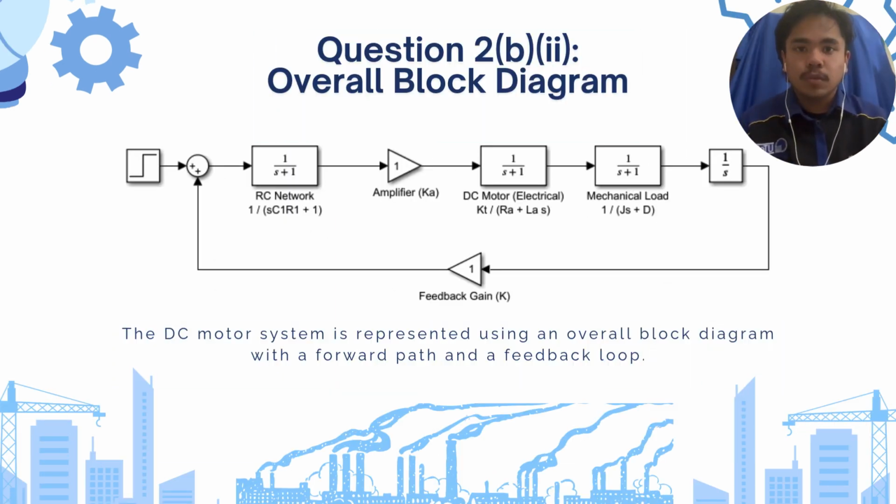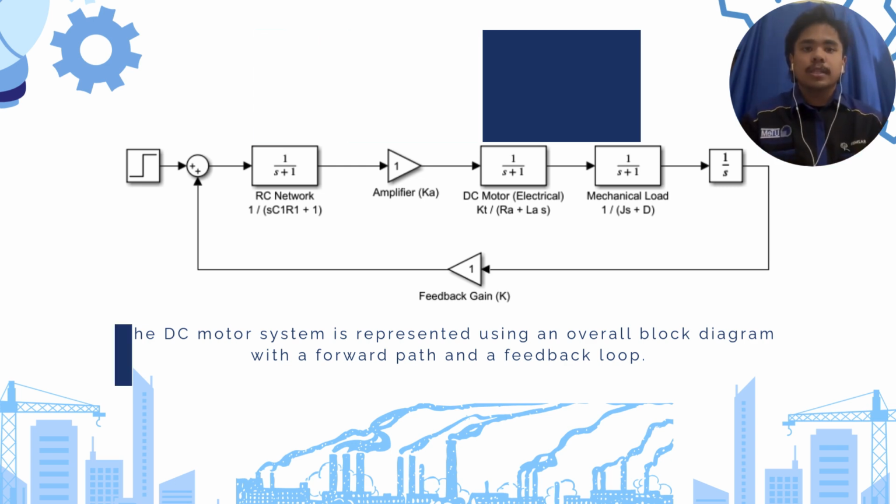For question B2, we are required to draw the overall block diagram of DC motor control system shown in question 2b. Starting from the input voltage, the signal passes through the RC network followed by amplifier. The amplified signal then drives the DC motor, which consists of the electrical and mechanical subsystem. Finally, a feedback path is formed from the output back to the input, completing the closed loop system.